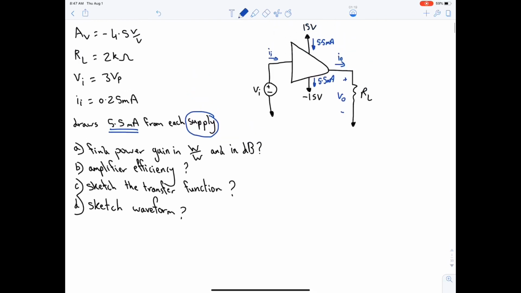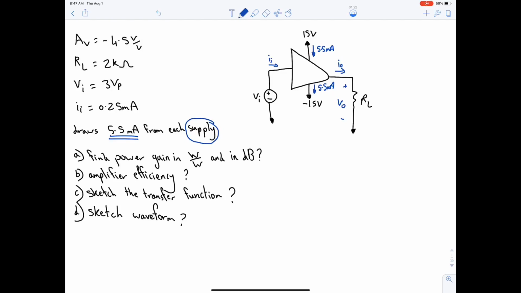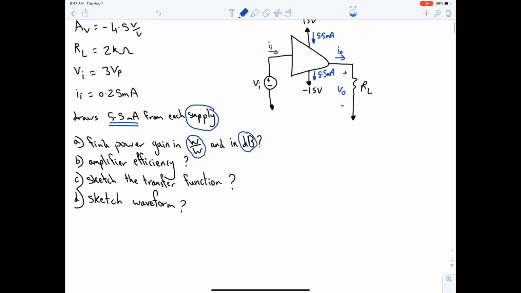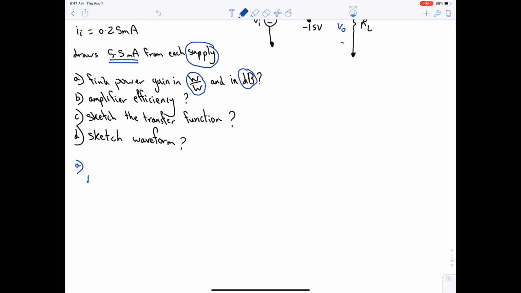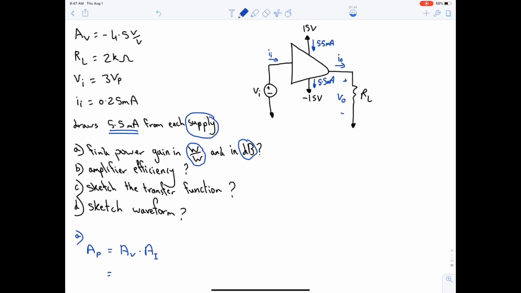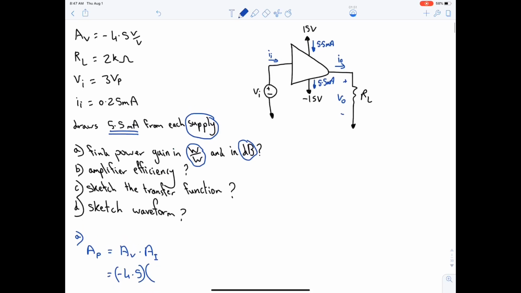The first part of the question says find the power gain in watt over watt and in dB. So the question has two parts. First we need to find it in watt over watt and then in dB. So how do we find the power gain? Power gain has two equations. The first equation is AV multiplied by AI. AV we already know, it's minus 4.5 from the question. AI we don't know, we need to find it out.